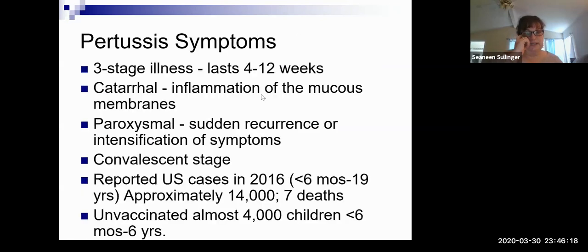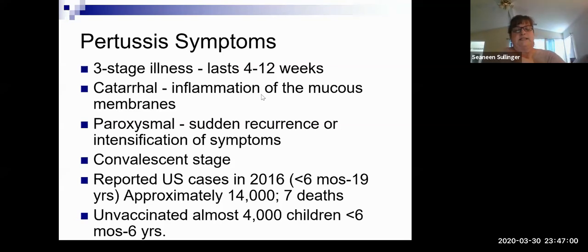So speaking of pertussis, there's generally like 3 stages, 3 parts to it. It can last anywhere from 4 to 12 weeks on average. So the first stage is called the catarrhal stage, where you get the inflammation of the mucous membranes. And then you get the paroxysmal stage, where you have the sudden recurrence or intensification of the symptoms, where you get that terrible cough, and it's very difficult for the children to breathe because you can't catch your breath. And then the convalescent stage, where the patient is recovering.